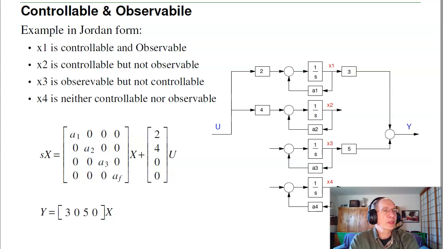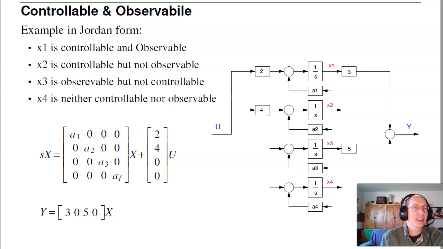Kind of a way to explain observability and controllability is as follows. Jordan form is probably the best of all canonical forms. It's the hardest to get to, but it has the most information. If I take a system like this in Jordan form, meaning the A matrix is diagonal, I could have a system that's controllable and observable. For example, the first state right here is controllable. The input can affect the state x1. Using U, I can drive x1 anywhere. It's observable. From the output, I can tell you what x1 is. So state 1 is both controllable and observable.